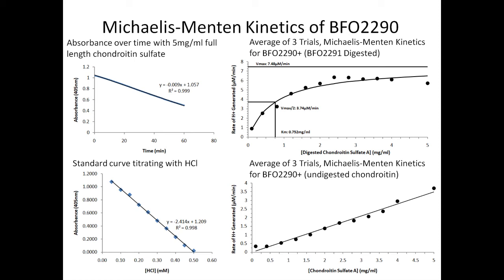disaccharide product of BFO2291. And the kinetic parameters that are reported here are specific to this purification and this version of BFO2290 because there's no way of actually determining what percentage of the purification was active protein versus inactive protein. But the values do align with currently characterized sulfatases.